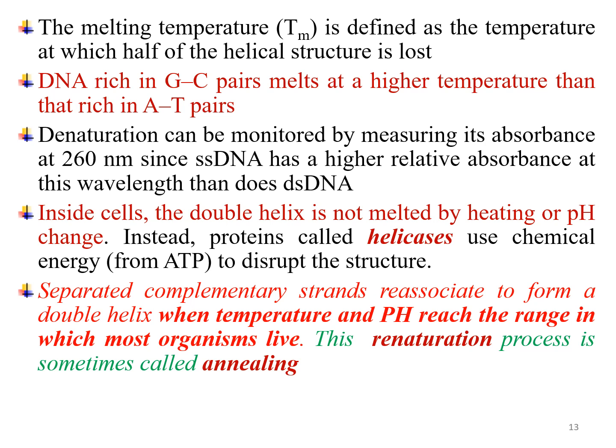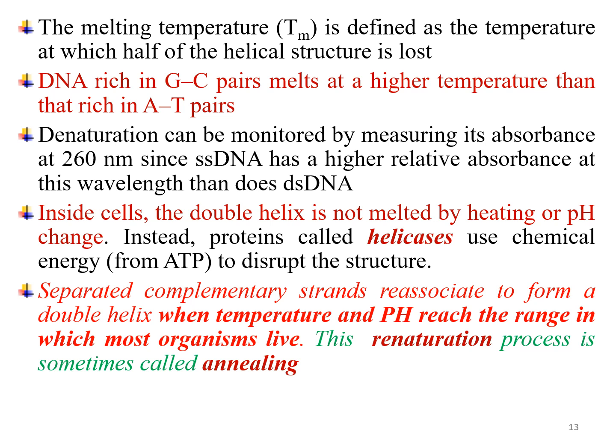So denaturation can be monitored by measuring absorbance at 260 nanometers, since single-strand DNA has higher relative absorbance at this wavelength than double-strand DNA. So by using a UV-vis spectrophotometer at 260 nanometers, you can know the denaturation of DNA.